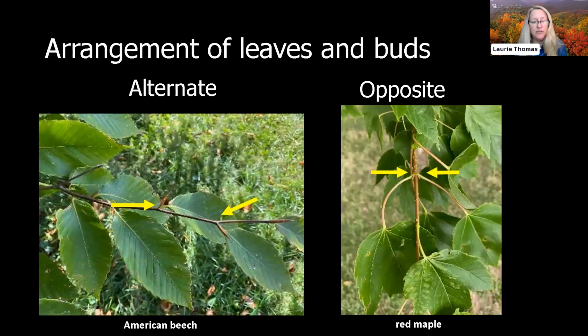So let's look at a few photos so we can see alternately arranged leaves. You can see the bud, right? Nice, sharp, big bud on this American beech here. And that leaf is right below it. So there's a leaf there.